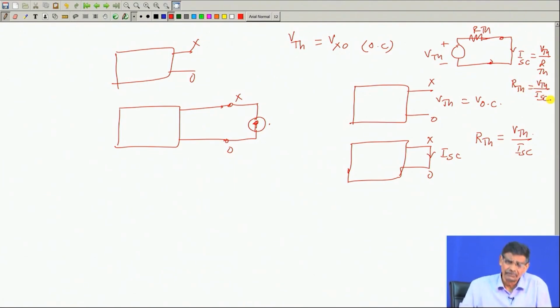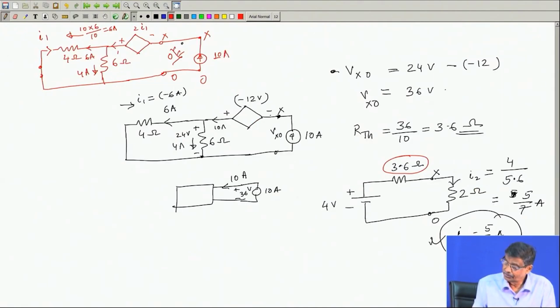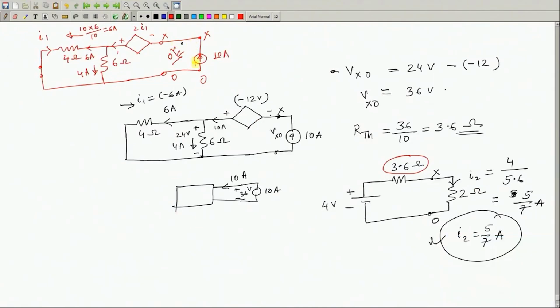So, depending upon convenience, if you can foresee that adopting a particular method will give the result quickly, adopt that method. By any method you can do it. For example, whatever time is left, let me do only that part. Suppose I want to calculate R Thevenin, the open circuit voltage I have already calculated. So, I will short circuit X and O and calculate the short circuit current of this network. Got the point?